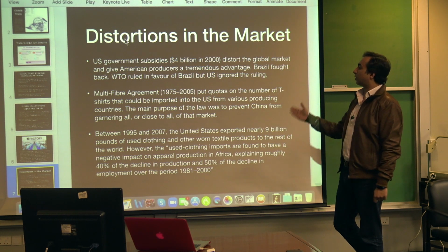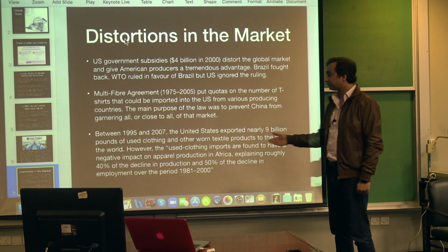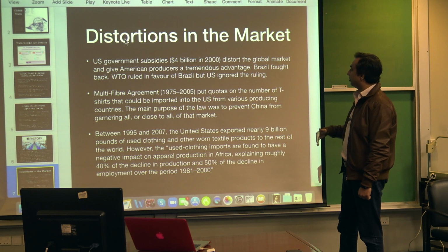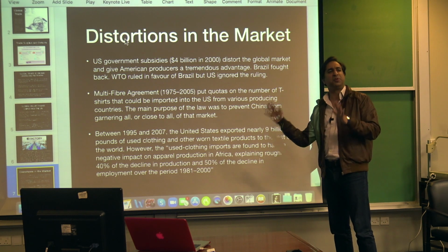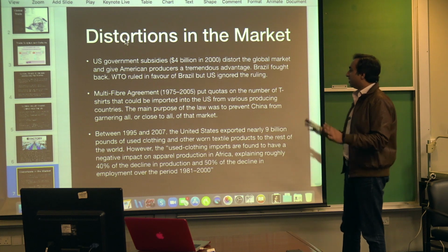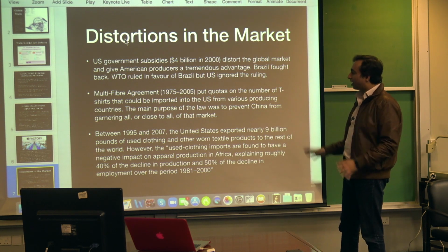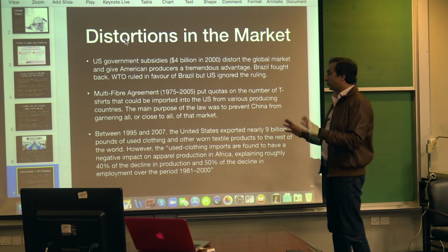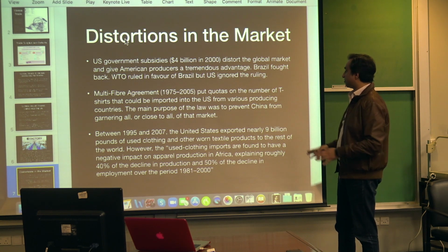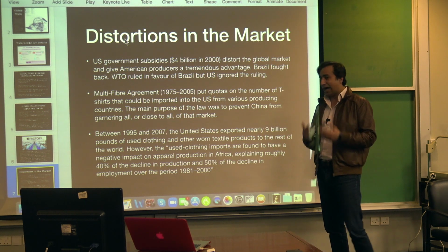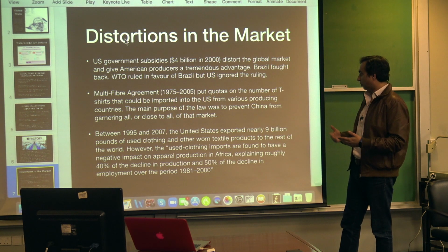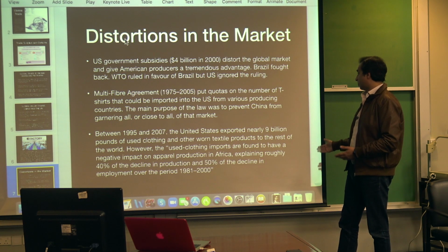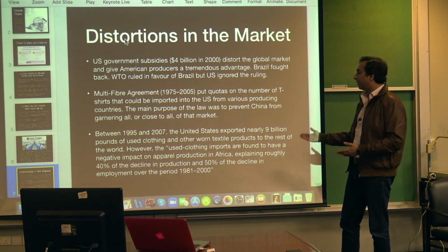Similarly, the United States has what is called the Multi-Fiber Agreement, which puts quotas on the number of T-shirts that can be imported into the US from various producing countries, and this is basically set up against China. The main purpose of the law was to prevent China from garnering all or close to all of that market. Between 1995 and 2007, the US exported nearly 9 billion pounds of used clothing and other worn textile products to the rest of the world. However, the used clothing imports were found to have a negative impact on apparel production in Africa.